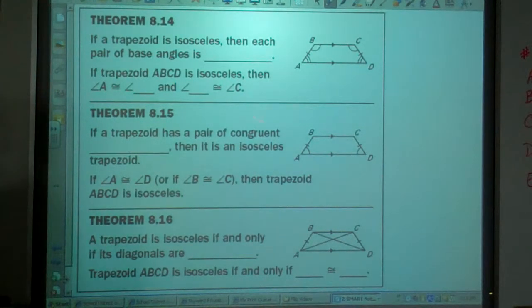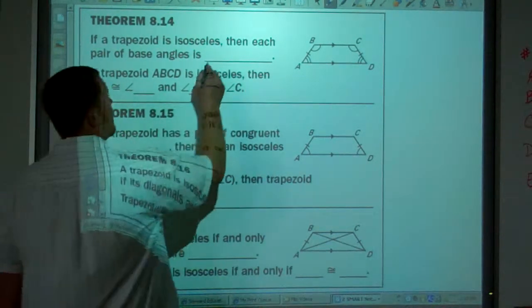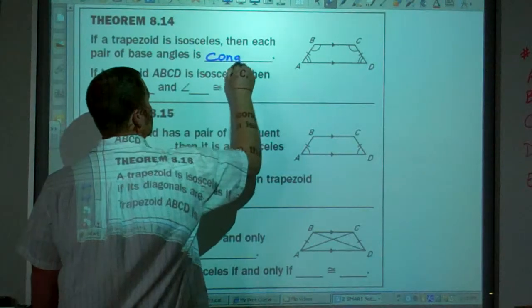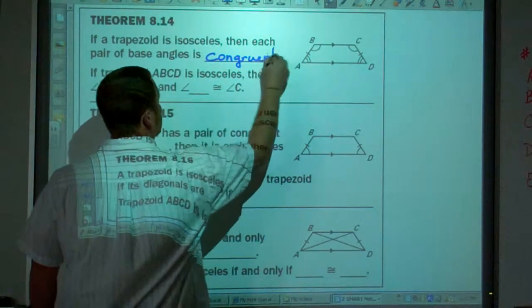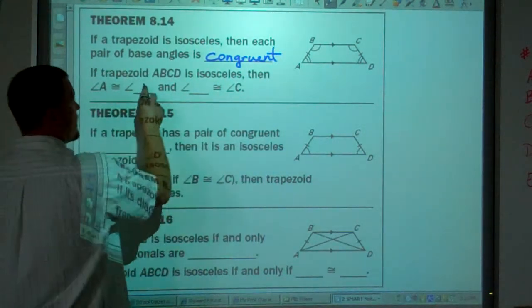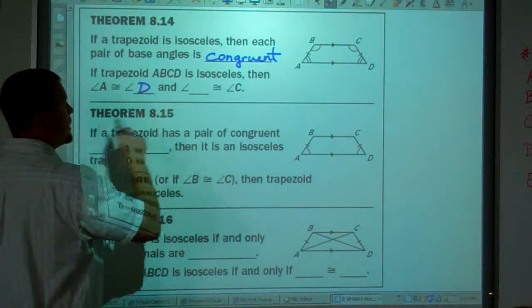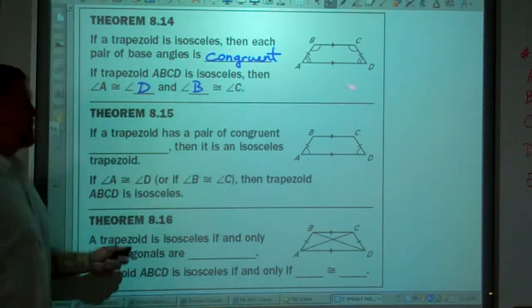An isosceles trapezoid. Again, it's a trapezoid, so it has one pair of sides that are parallel, the bases. It's isosceles, so it has two sides congruent, which are the legs, AB and CD. When you have an isosceles trapezoid, each pair of base angles is congruent. So angle A is congruent to angle D, and angle B is congruent to angle C in this diagram.